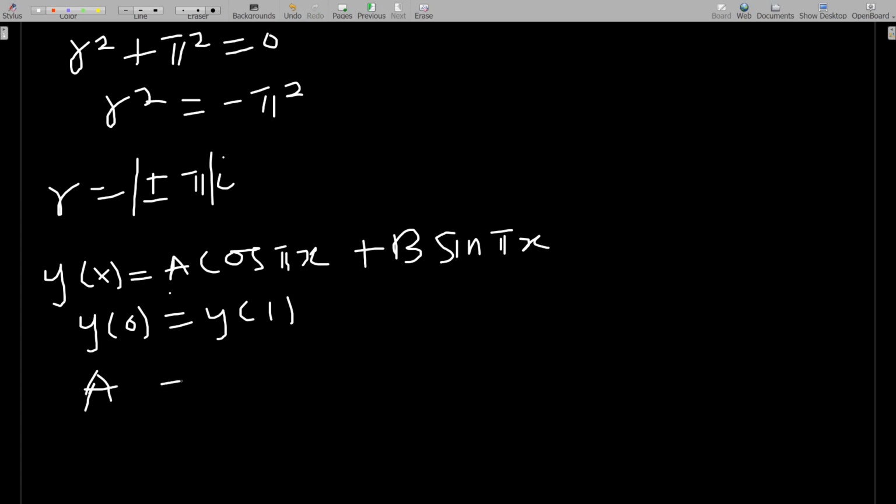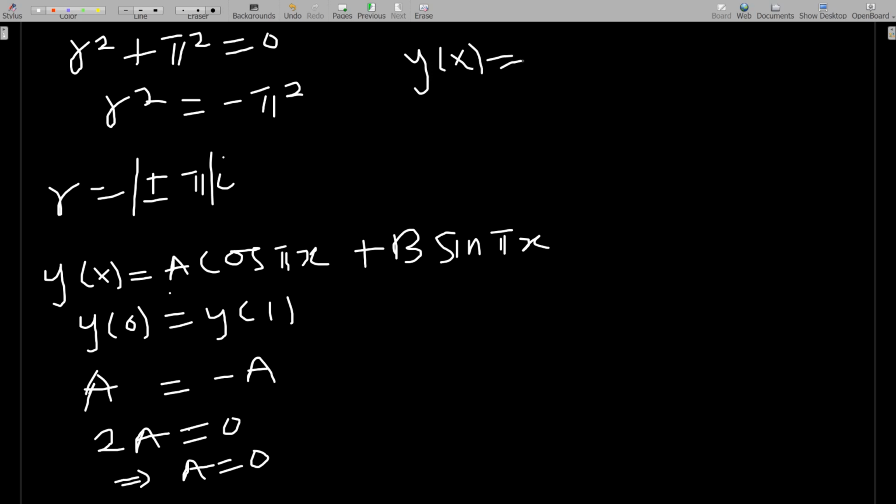So I have a equals y of 1. When I put 1 in place of x in the cos, I get cos of pi, which is minus 1, and times a gives minus a. In the sine, I get sine pi, which is 0. So I'll have 2a equals 0, and this implies that a is equal to 0. This means my function has reduced to y of x equals b sine pi x.